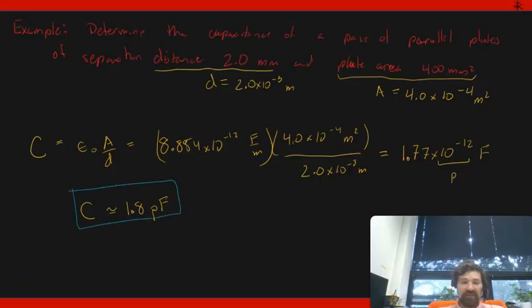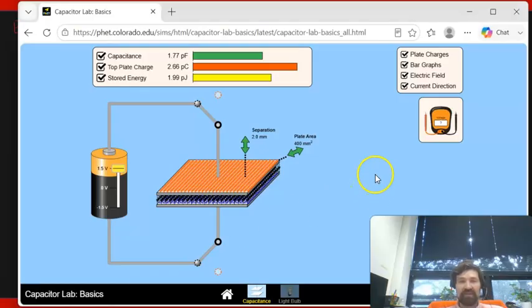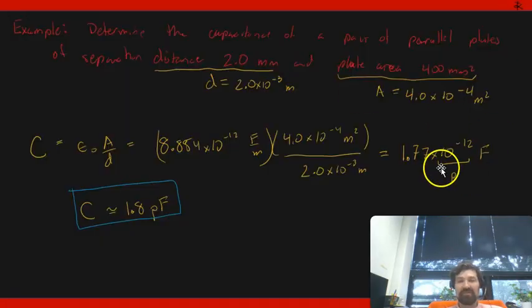For comparison's sake, if you go back to that same PhET simulation, with separation distance 2 millimeters and plate area 400 millimeters squared, our capacitance here is 1.77 picofarads. They've kept one extra digit of precision beyond what I rounded my answer to, so 1.77 picofarads is our answer.